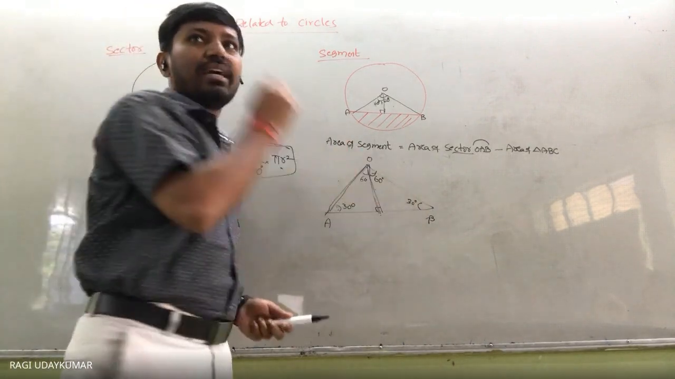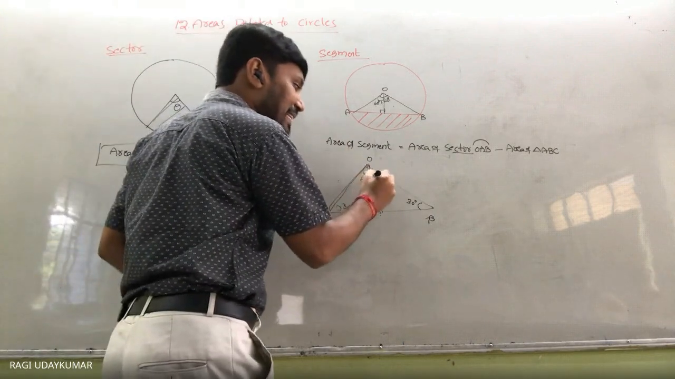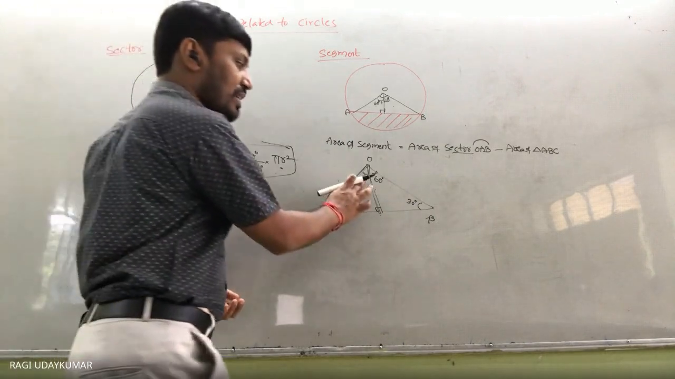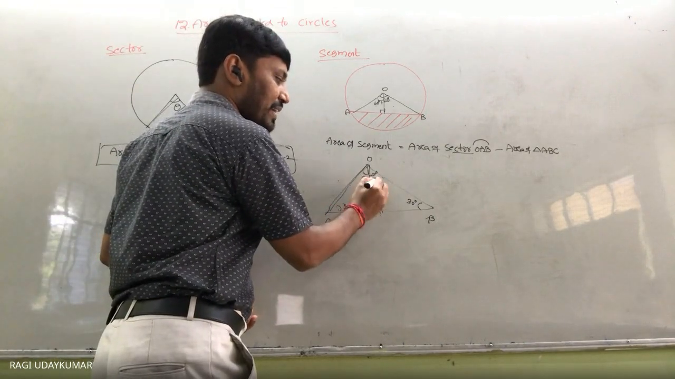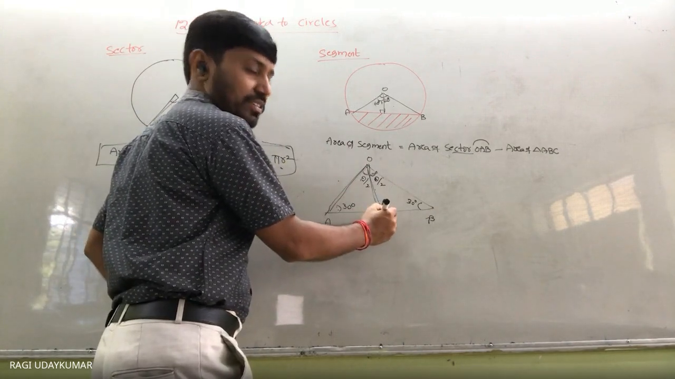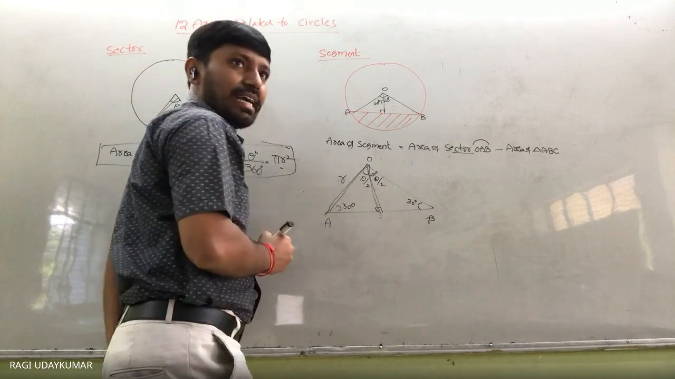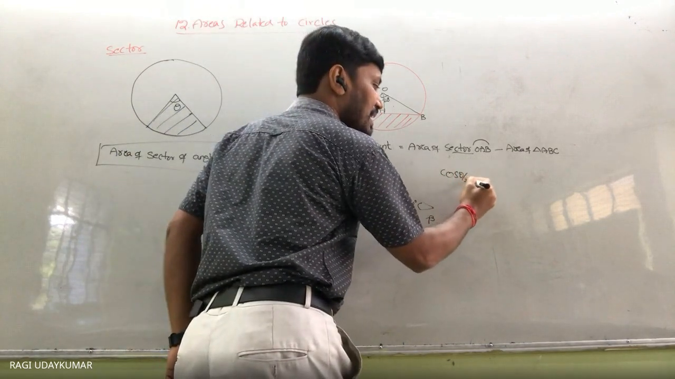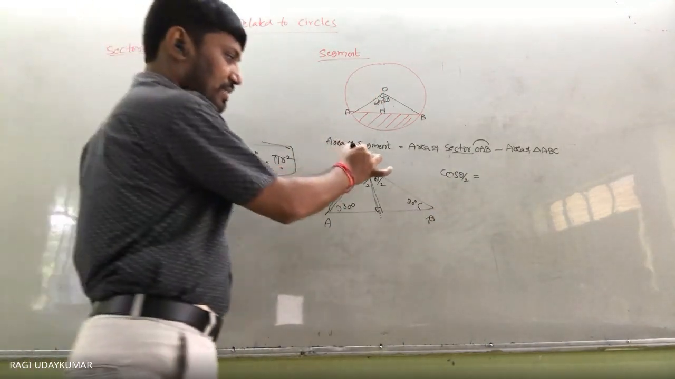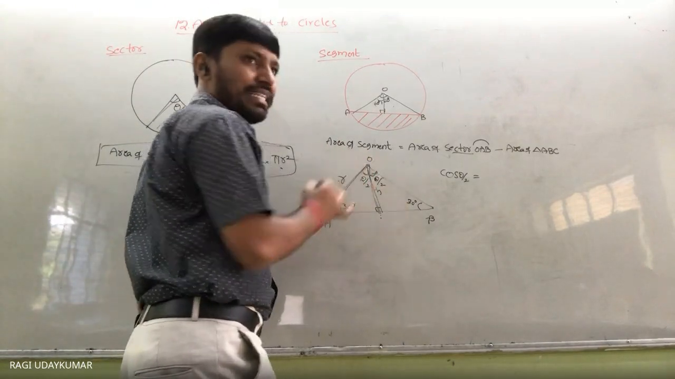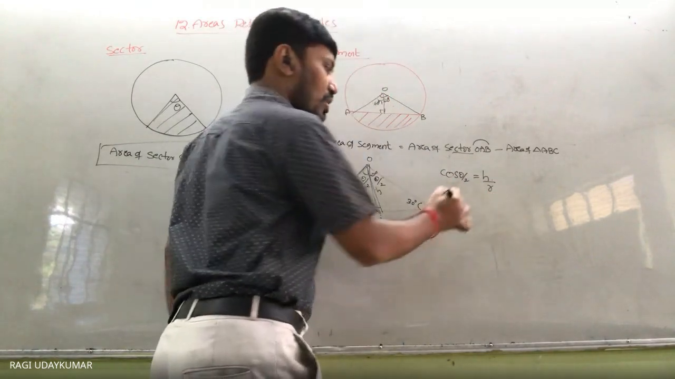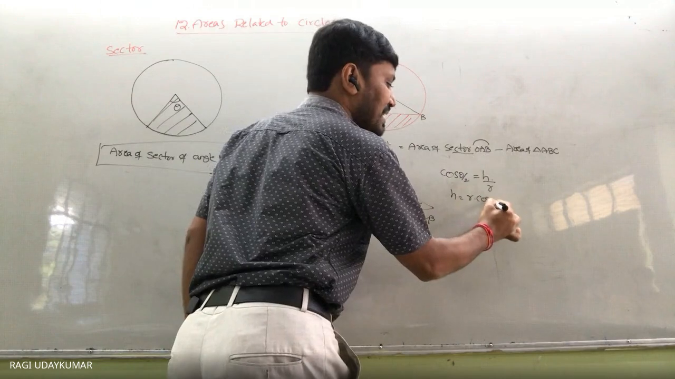To find the area of this triangle, if theta degrees is given to you, how do we extract it? This is theta by 2. With respect to this angle, adjacent and hypotenuse, where the hypotenuse is the radius r. So cos theta by 2 is equal to adjacent, which we represent by the height h, divided by r. So h is equal to r cos theta by 2.